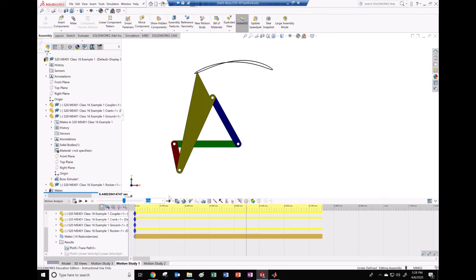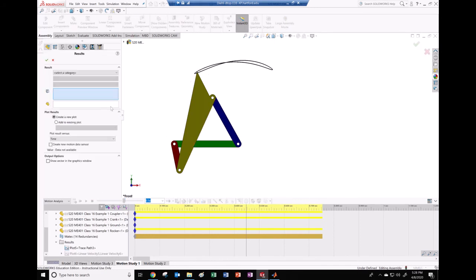You've already made this one. You've watched the other videos. All we need to do is to come in here and add another graph. So we go to acceleration, and we have linear acceleration, and we want the x component. And we'll go ahead and pick that little vertex. It picked it this time. We're going to create a new plot.